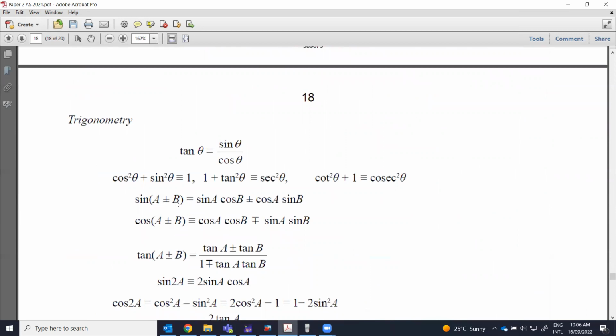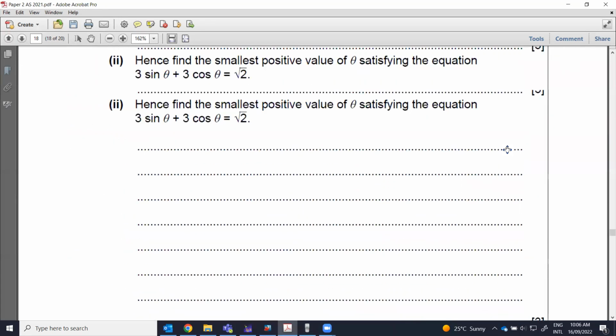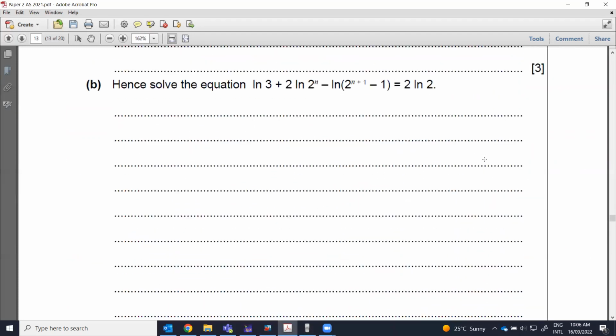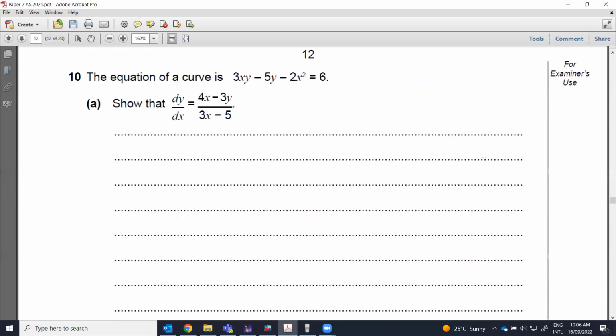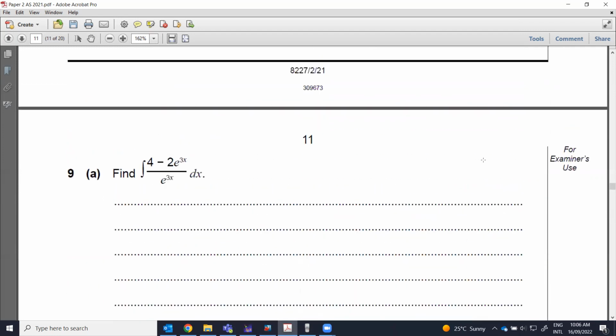When you have a plus b, sine of a plus b, it's sine a cos b, plus or minus cos a sine b. So these are the formulas that we will be making use of to simplify and show our expression here. Okay, so let's get into it.